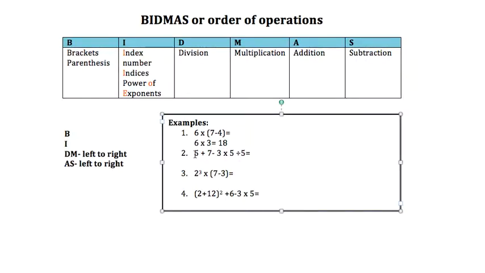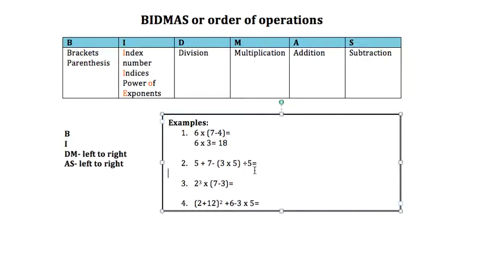All right, so now we're going to look at this one here. So 5 plus 7, take away 3 times 5 divided by 5. Okay, so we've got no brackets in this one, and we've got no index number in this one. Okay, so now we've got a division here, but remember what I said about always going from left to right first. So we're going to go with our multiplication first, even though division comes before multiplication. So I'm putting my brackets in there to make it easier for me to see what I'm doing.